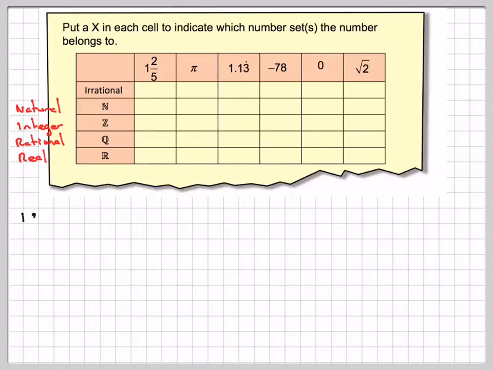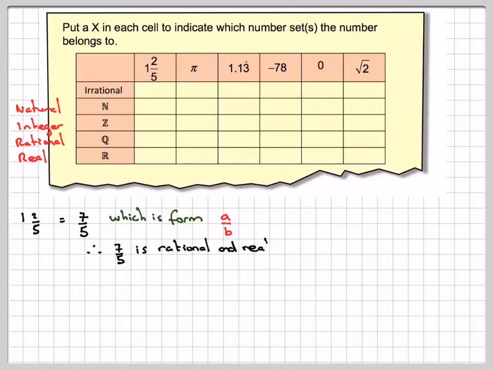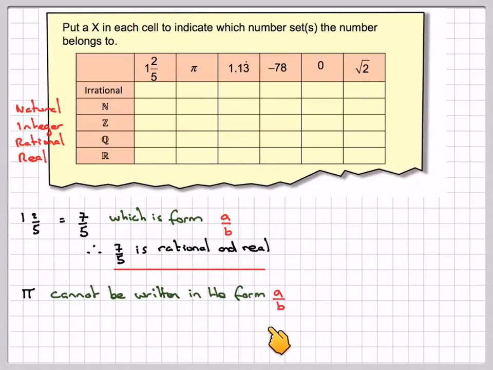real numbers. So 1 2/5, if we make that an improper fraction, we do 5 times 1 plus 2, that gives me 7/5. That can be written in the form a over b, which makes the number rational. It is also real. In fact, all these numbers here are real, so there should be a row of X's here at the end. Pi cannot be written in the form a over b, and therefore pi is irrational and also real.